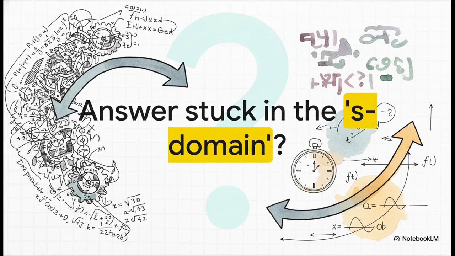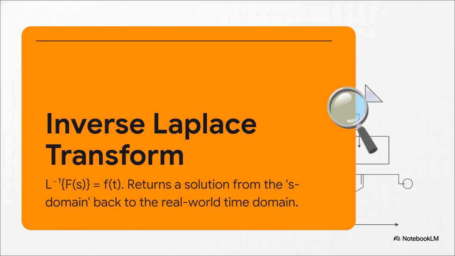So let's set the scene. You've been there, right? You've done all the hard work, you transformed your equation, you solved it, but now your answer is a function of s. What does that even mean? It doesn't tell you anything about what's happening over time. You've basically got an answer, but it's written in a completely different language. And that's where this comes in.